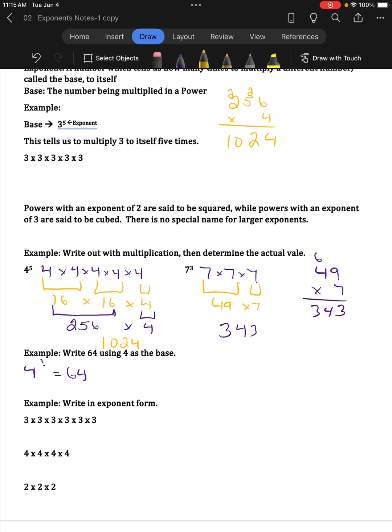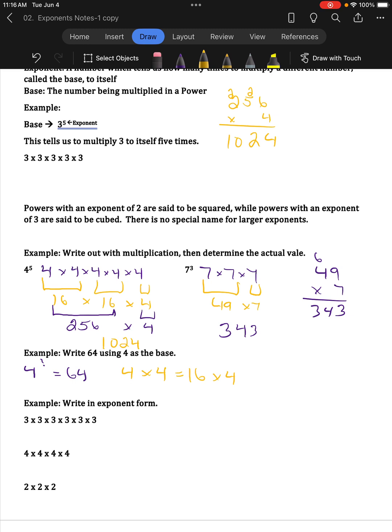The question is, strictly using 4s, how many times would I need to multiply to get 64? So, 4 times 4 is 16. That's not 64. The only thing I'm allowed to do is multiply by 4, so I'm going to do it again. 16 times 4. Ugh. Let's write that a little bit nicer. That way, if anybody ever pauses the video, they can actually understand what I wrote.